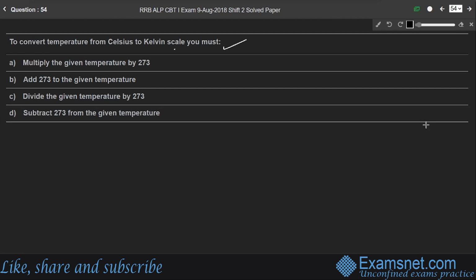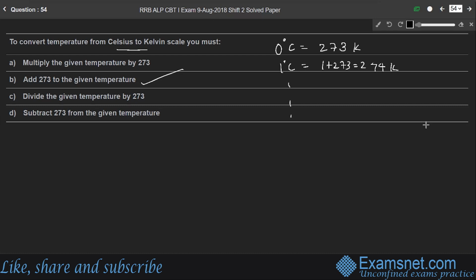Question number 54. To convert temperature from Celsius to Kelvin scale, you must. So the options are multiply the given temperature by 273, add 273 to the given temperature, divide the temperature by 273, and subtract 273 from the given temperature. To convert temperature from Celsius to Kelvin scale, you have to add 273 to the given temperature. Since 0 degree Celsius is equal to 273 Kelvin, right? So 1 degree Celsius becomes 1 plus 273, which is 274 Kelvin.